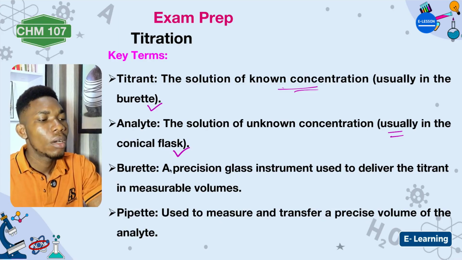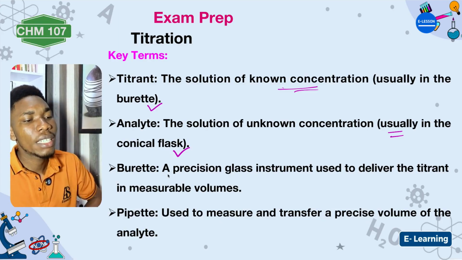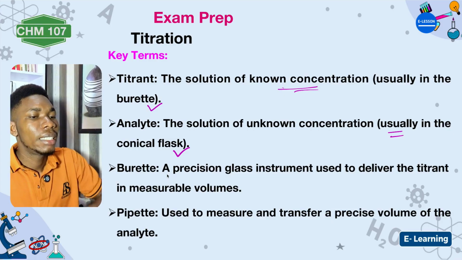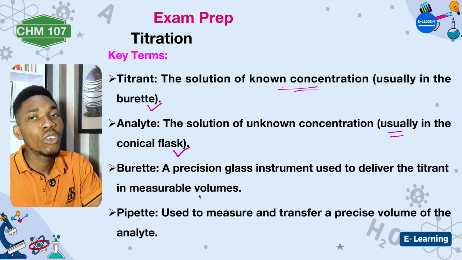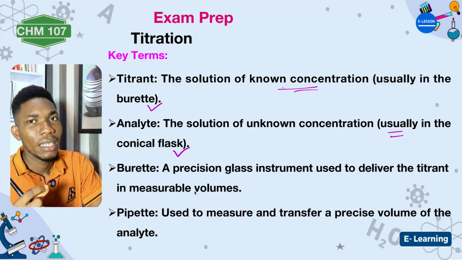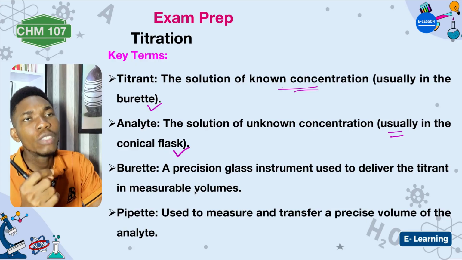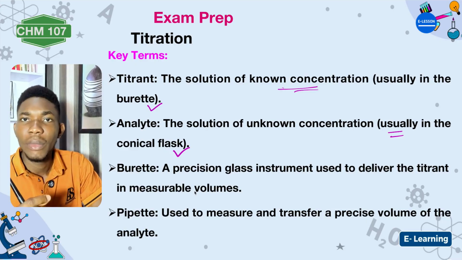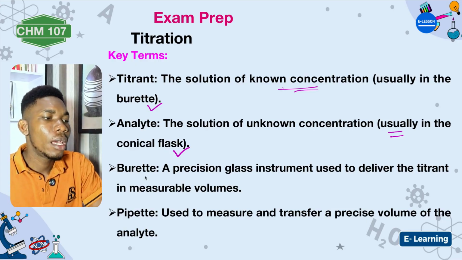The burette. What is a burette? A precision glass instrument used to deliver the titrant in variable volumes or measurable volumes. That is what a burette is. A precision glass instrument is precise. If you want to put 1 mil, it will give you exactly 1 mil. Is that okay? A burette is a precision glass instrument. It's glass in nature, of course.